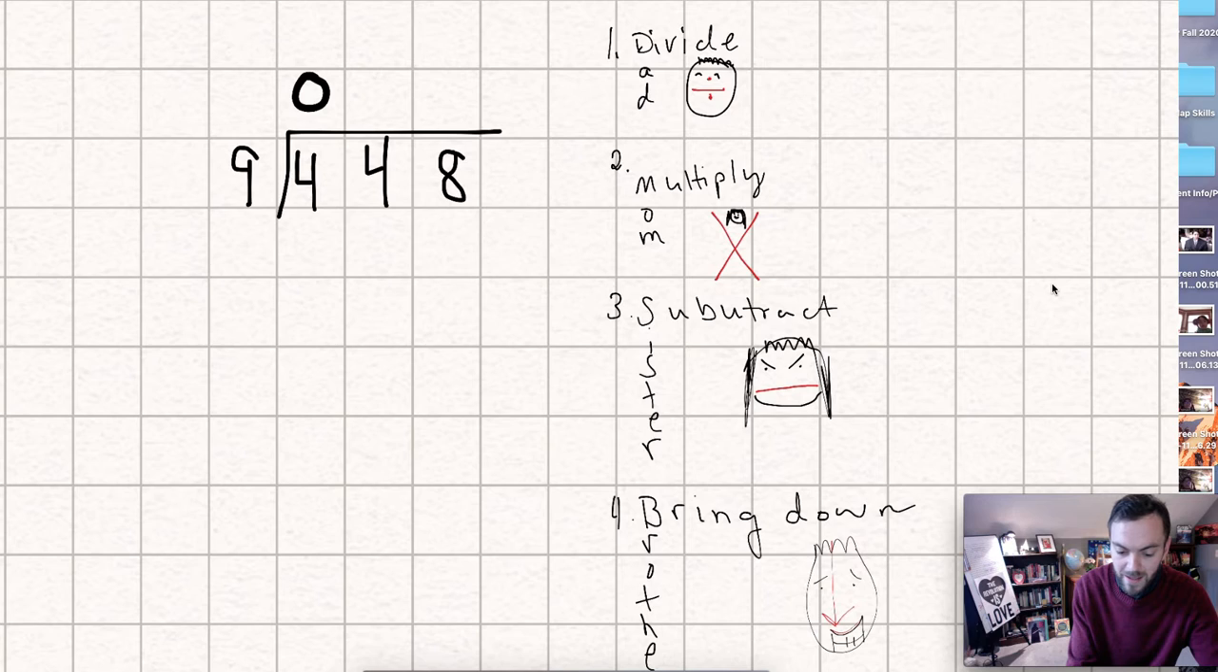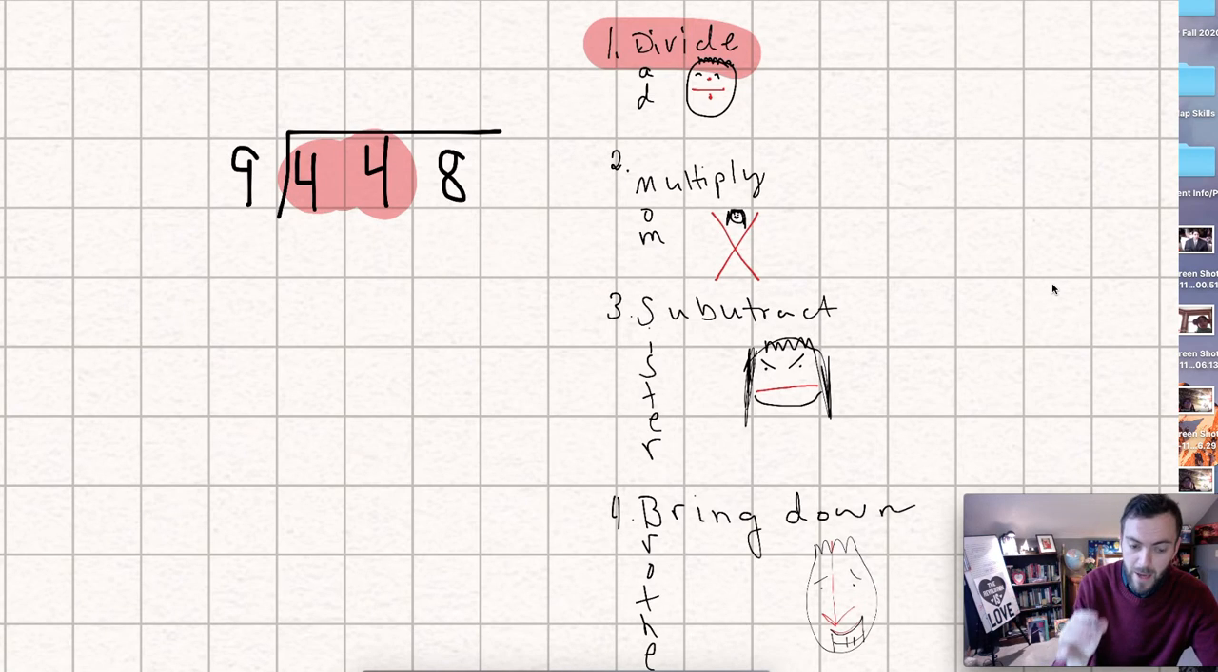Now, when I get 0 groups, rather than go straight to step 2, which is multiply, instead I'm going to extend my division problem. Step 1, remember, is divide. I'm going to extend that division problem to include the next number. So rather than how many groups of 9 can I make with 4, I ask how many groups of 9 can I make with 44. This is a shortcut. So let's go ahead and try out this shortcut.